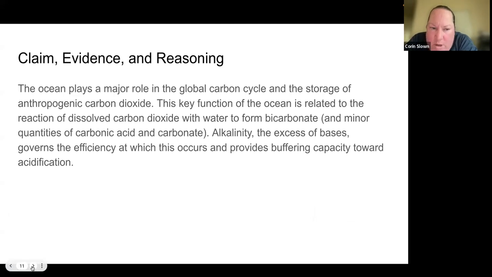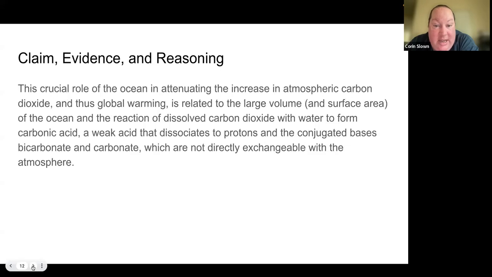So, we know the ocean plays a major role in global carbon cycle and the storage of anthropogenic or human-made carbon dioxide. So, this really key function of the ocean is related to its ability to dissolve carbon dioxide with water and to form bicarbonate, what we were just taking a look at. And, right, these minor quantities of carbonic acid and the carbonate ion. So, alkalinity, or the excess of bases, is what governs the efficiency at which this occurs and provides some buffering capacity towards acidification. So, today we're going to be talking about ocean acidification.